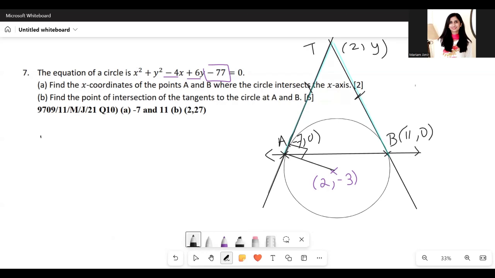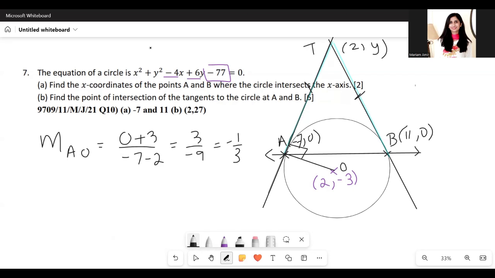So let's find the gradient of the radius OA. Let's call the center O. Y2 minus y1 over x2 minus x1. 3 upon -9. So -1 over 3. So the perpendicular gradient of AT is going to be 3.